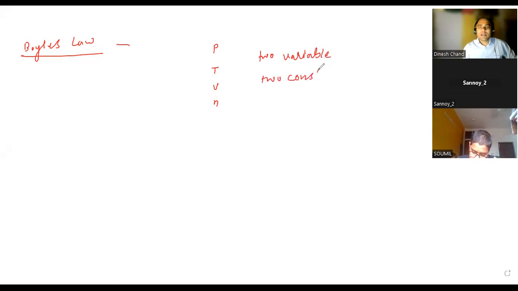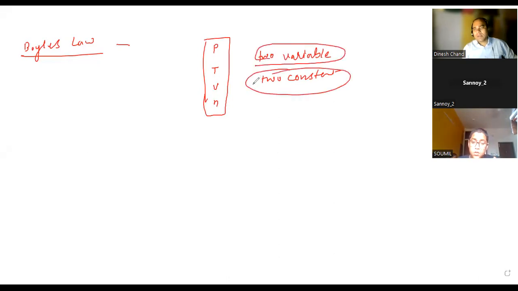In total there are four parameters, but when you are studying any of the gas laws, two are going to be variable and two are going to remain constant. Let me give a brief description of that: P, T, V, N.